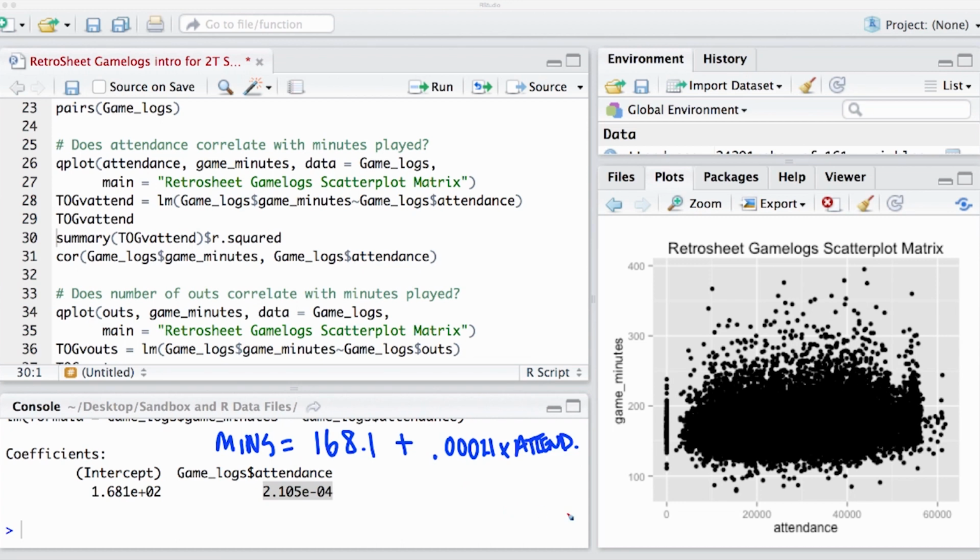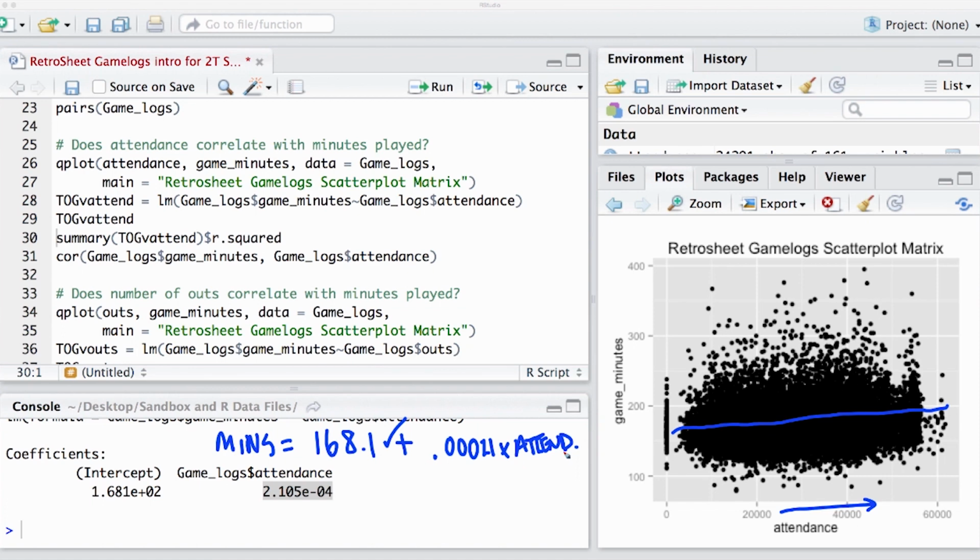So that means if attendance is 40,000, we get a slight bump up. There's a slight slope of this relationship upward. As we increase our attendance, we are, at a very low rate, going to increase the time of the game.